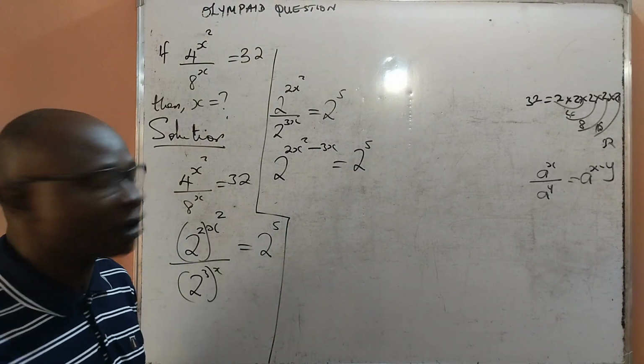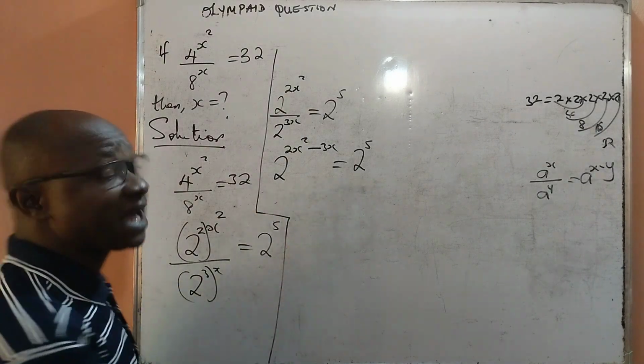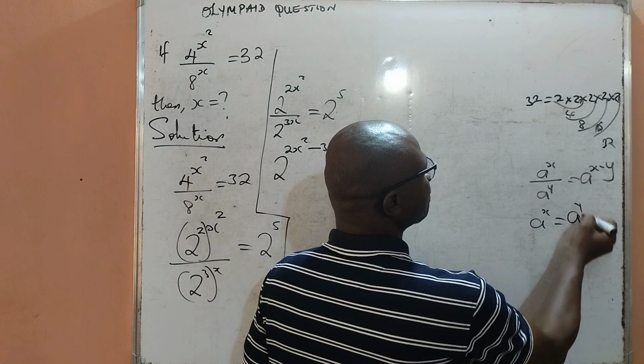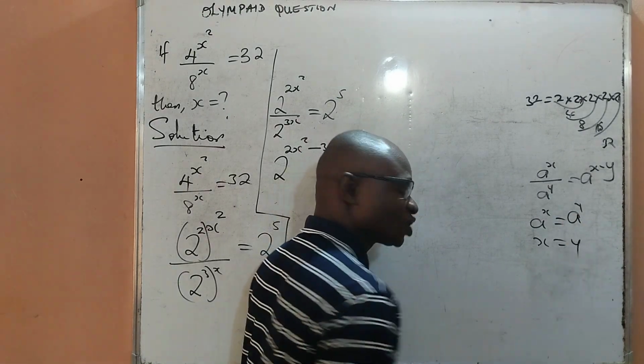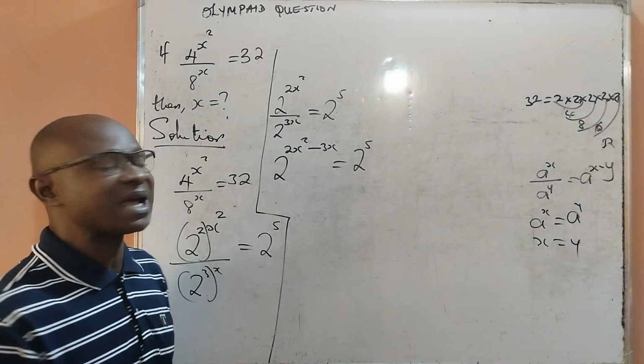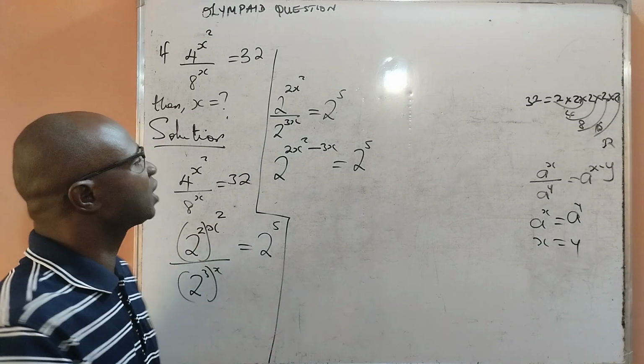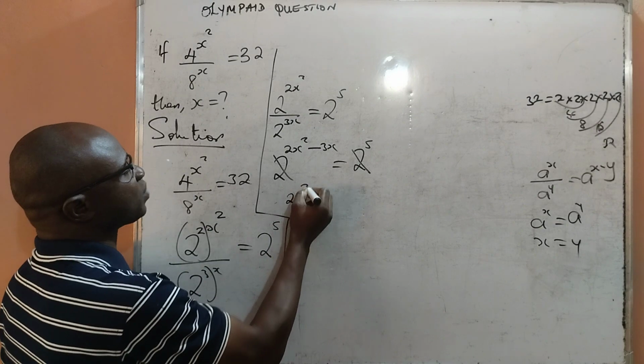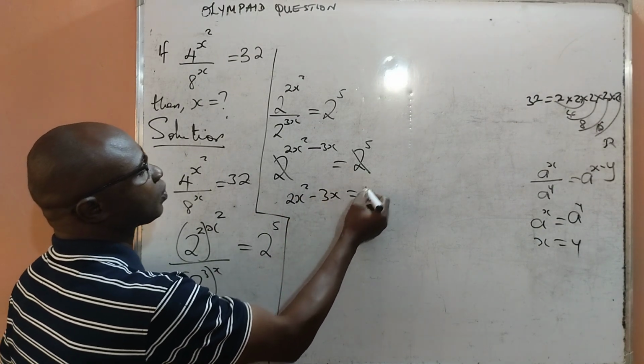Also, by the same law of indices, when the bases are the same, that is, if I have a^x equal to a^y, it means that x is equal to y. When the bases are the same, the powers become equal. So I can cancel out the bases to have the powers 2x squared minus 3x equal to 5.